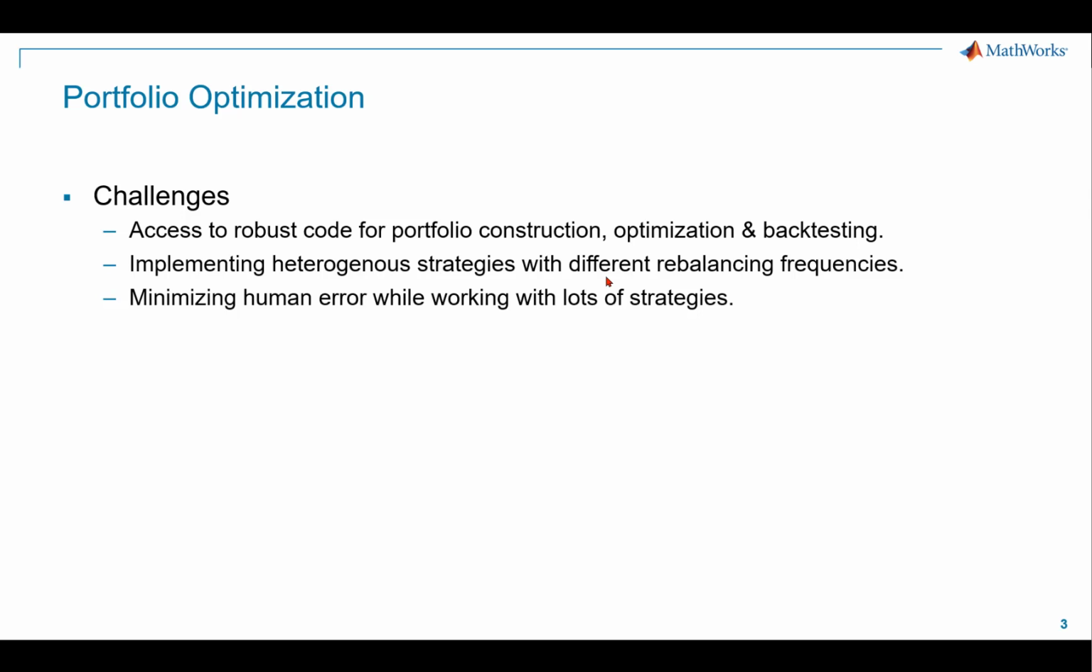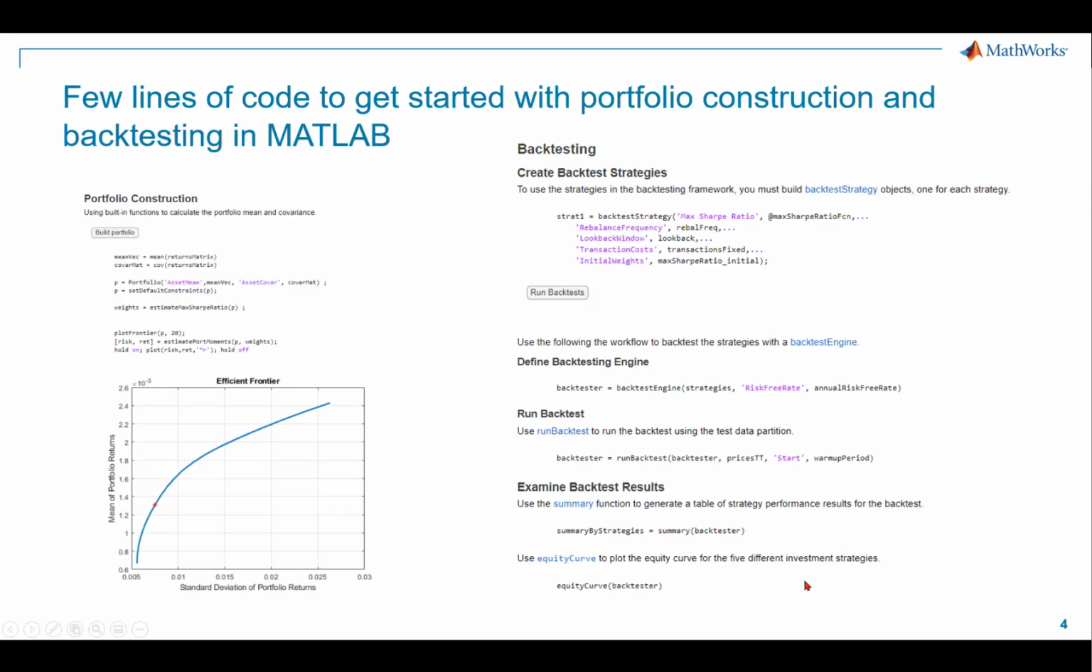What are some typical challenges that people face when performing portfolio optimization? They need access to robust code for portfolio construction, optimization, and backtesting. While conducting portfolio optimization or portfolio construction, people are building heterogeneous strategies with different rebalancing frequencies. Backtesting them is an involved task, and you need to be able to minimize human error while working with lots of strategies. MATLAB facilitates this task by providing access to the portfolio object and also the backtesting framework. Let's quickly switch over to MATLAB.